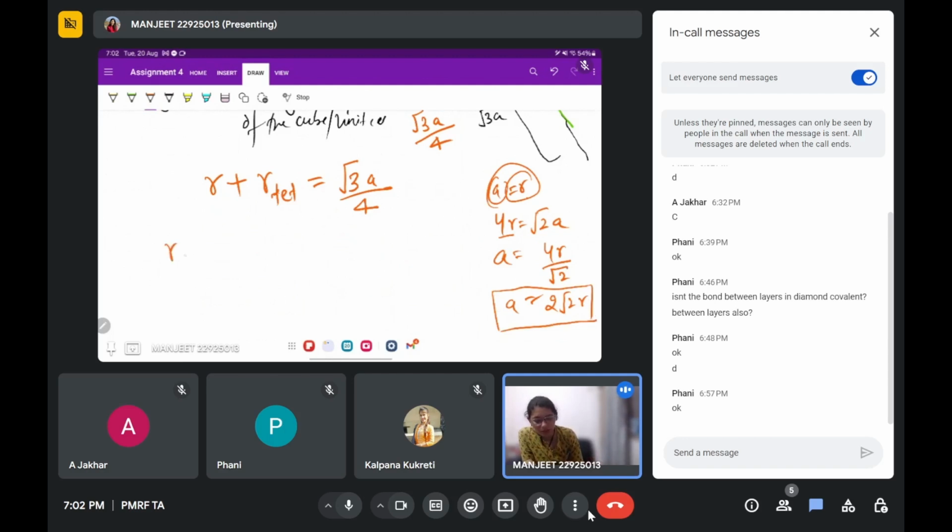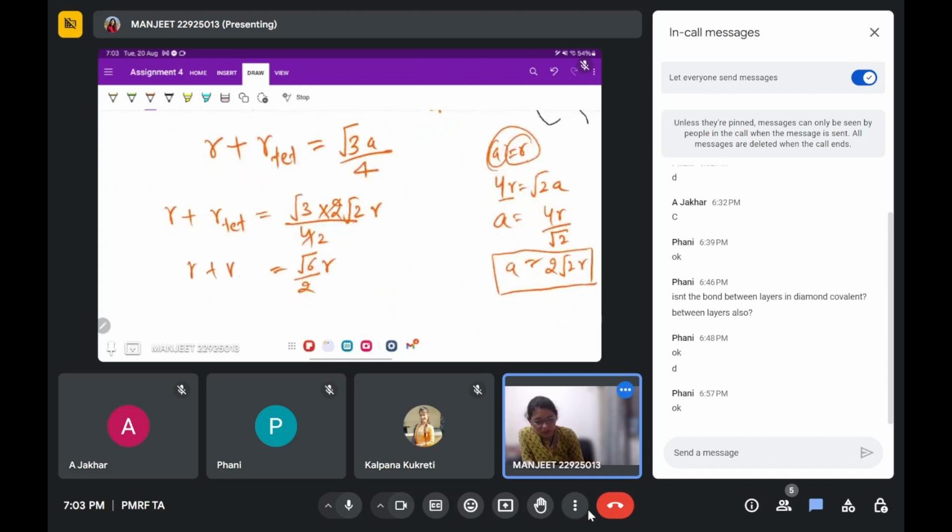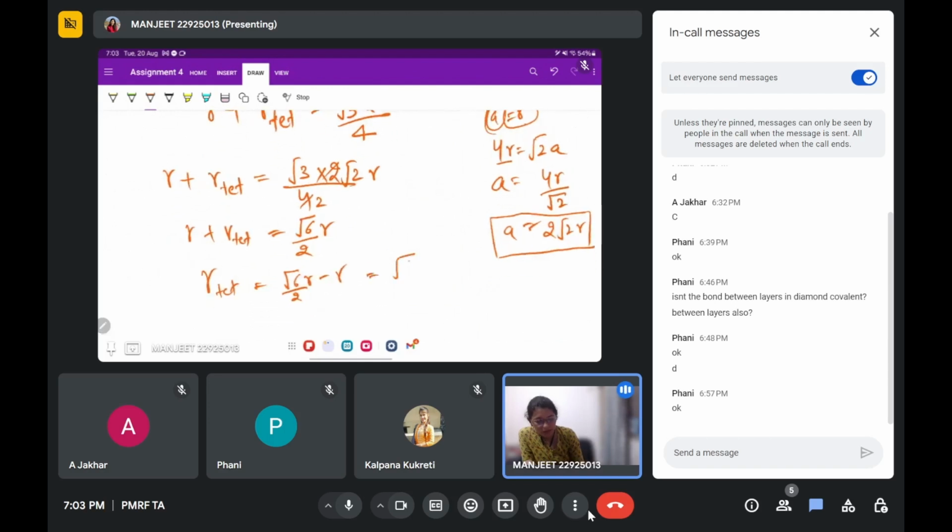That is, R plus R tetrahedral equals root 3 by 4 times a, which is 2 root 2 R. And so this will cancel out to root 6 by 2 into R. This is R plus R tetrahedral. Now R tetrahedral will be root 6 divided by 2 R minus R. Just calculate this value, how much you are getting.